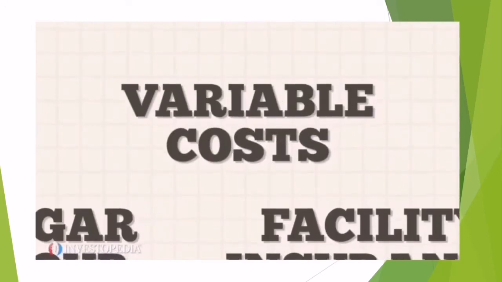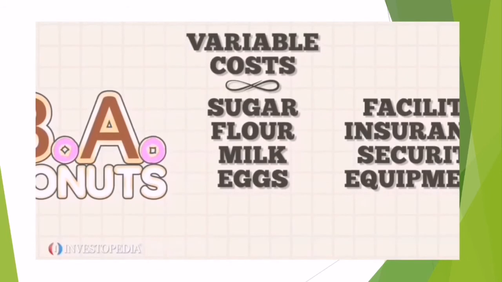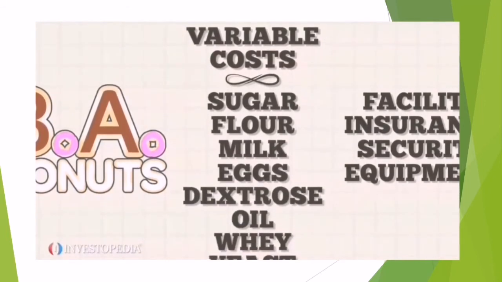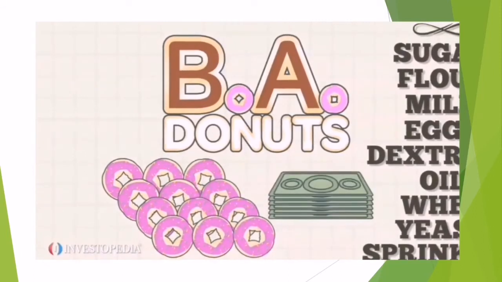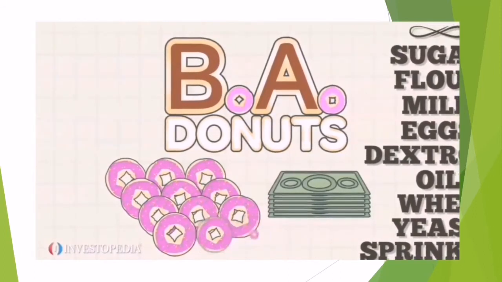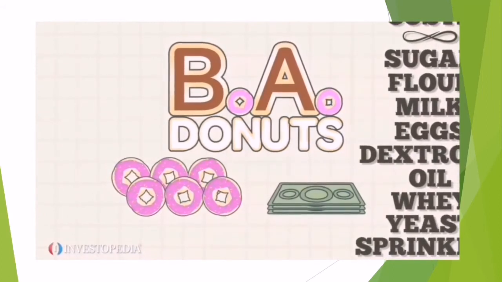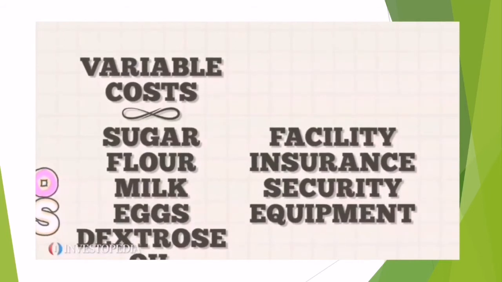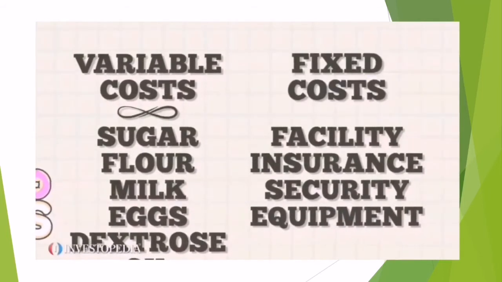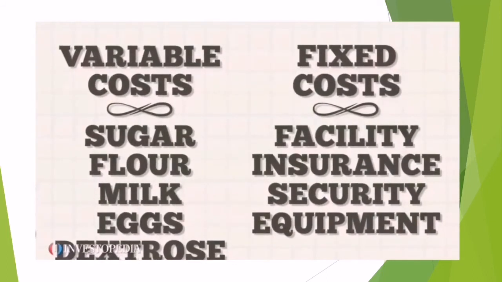The variable costs BA Donuts needs to pay are sugar, flour, milk, eggs, and any other material they must use to produce donuts. The more donuts they produce, the more they will have to pay for raw materials, but the fewer donuts they make, the less they'll have to pay for raw materials. The cost of the production facility, insurance, security surveillance, and the equipment are all considered fixed costs because regardless of production volume, those expenses need to be paid.